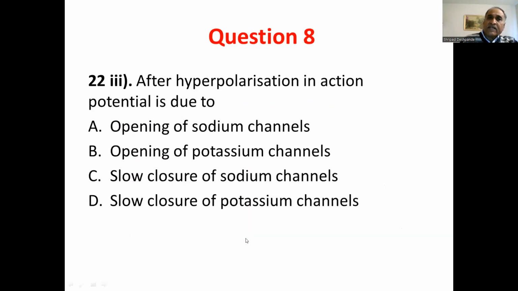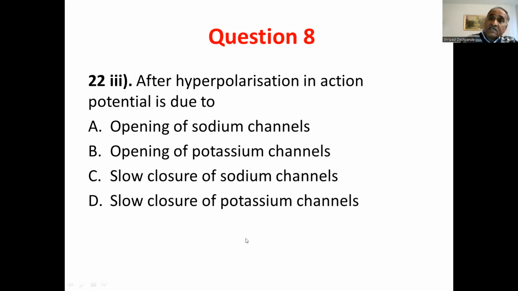Now, question number 8. After hyperpolarization in an action potential is due to: A. Opening up sodium channels, B. Opening up potassium channels, C. Slow closure of sodium channels, D. Slow closure of potassium channels.